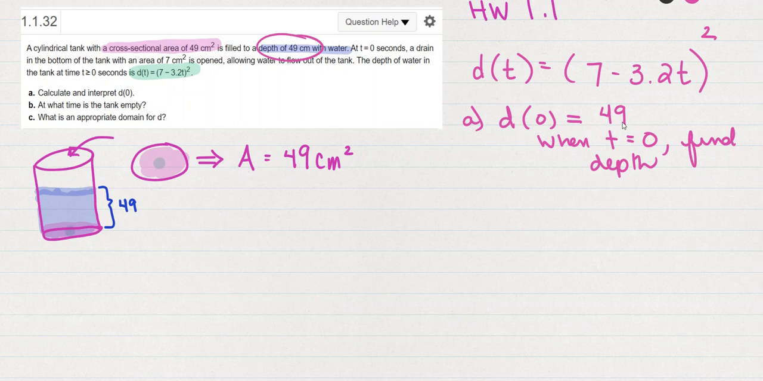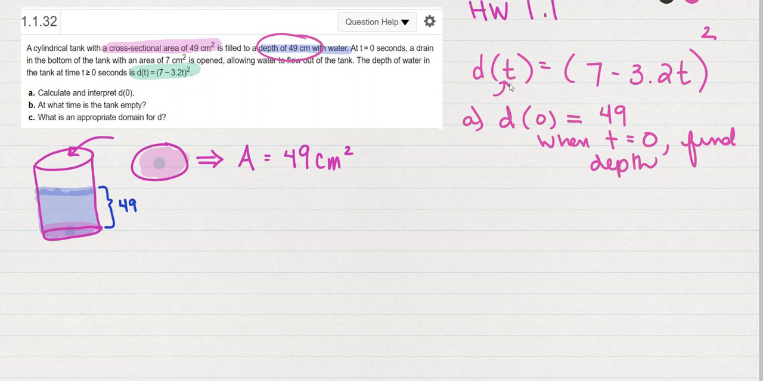And to interpret this value, we could say that this 49 is the depth of the water initially in the tank, or when we start the experiment, or when we start taking time, right? So initially at time 0. And that 0 is almost always something you could think of as representing initial time, or initial whatever that t or independent variable is in here.